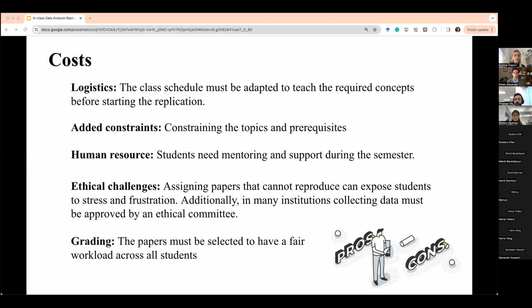There were also certain ethical challenges. I mentioned this, that if we assign papers that we know cannot be reproduced at all, that could expose students to stress and frustration. Also, assigning students to different papers that are replicable to different extents is not fair. And even beyond that, if we collect any survey data from students in many institutions, this must be approved by an ethical committee. And then there were also changes in grading, and grading had to be reconsidered carefully from scratch to have a fair workload across all students.